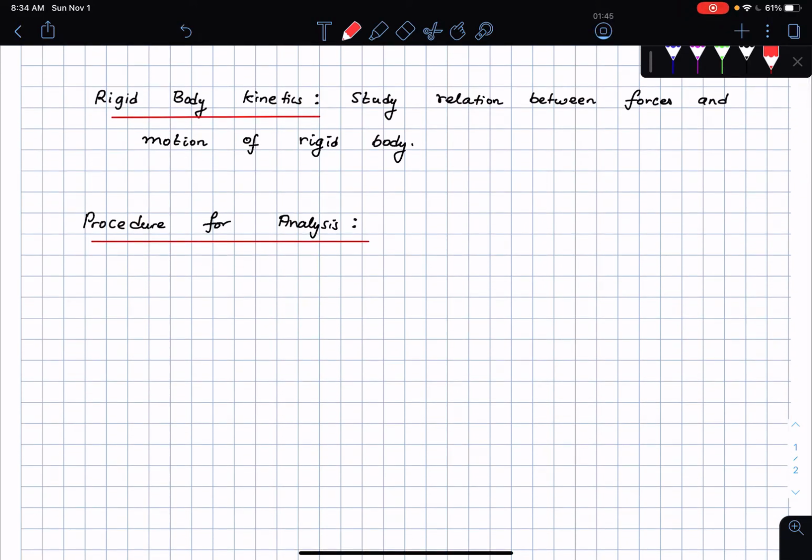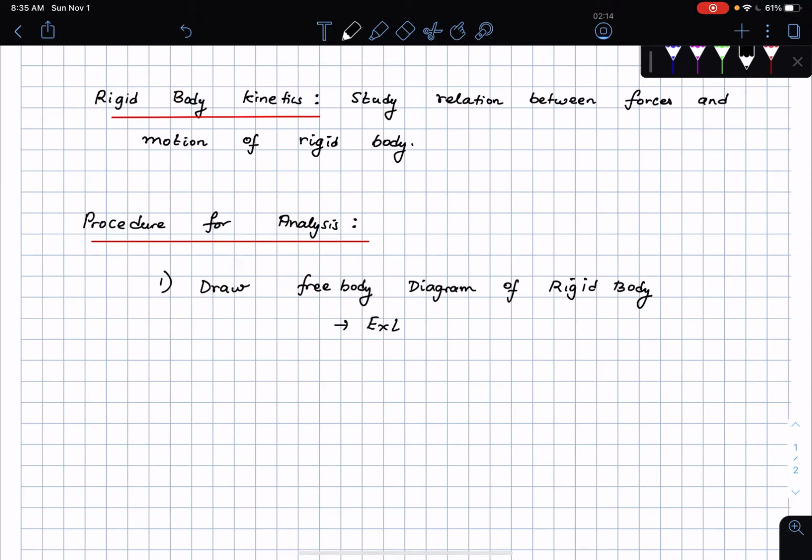All right. Okay, so the procedure for analysis: the first thing is that you draw the free body diagram of the rigid body. Okay, this is imperative. On the free body diagram, you mark all the external forces, you mark all the applied couple moments, you mark all the reaction forces. Okay, so you mark all the external loads and couples. Okay, and then you also mark the reaction forces and moments, or the reaction loads and moments.